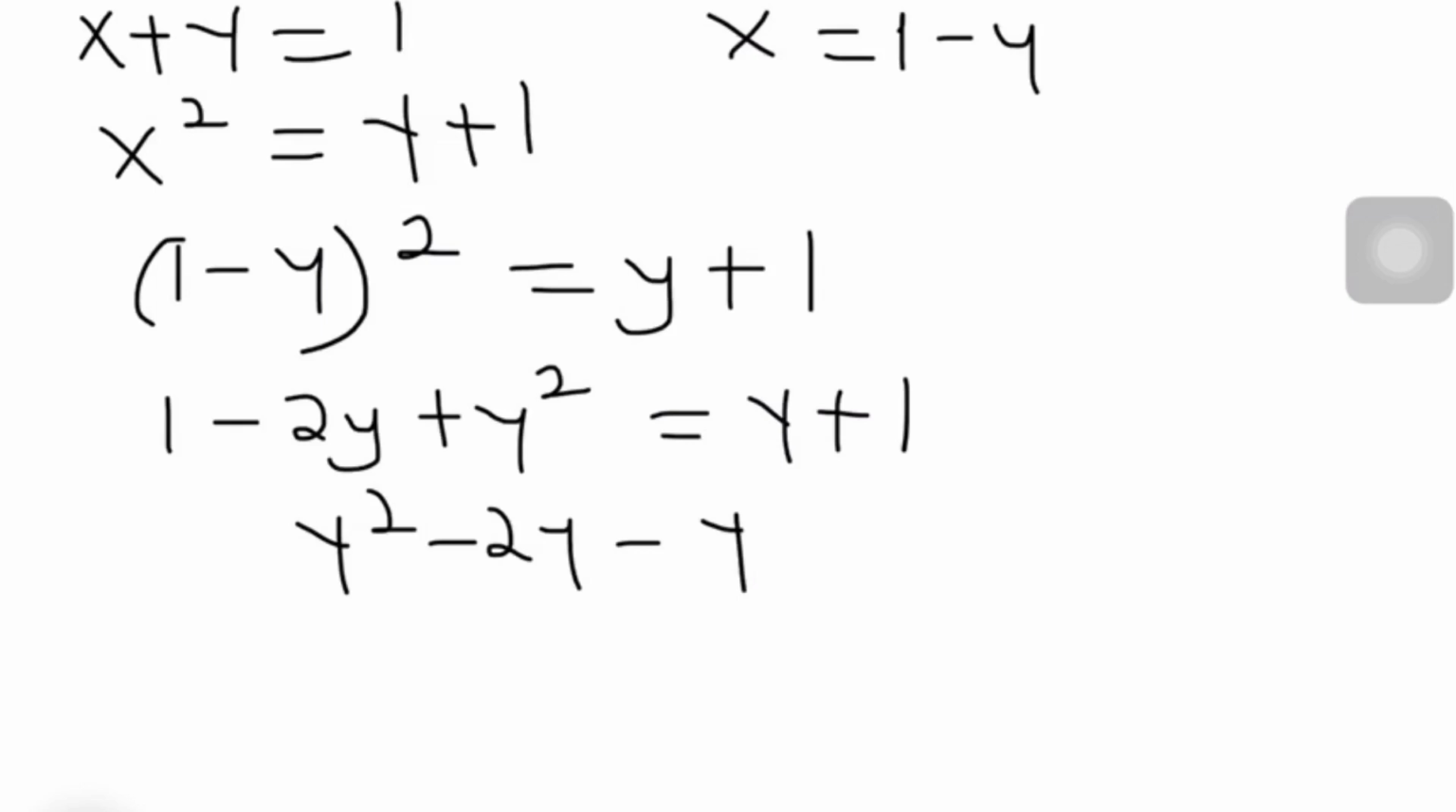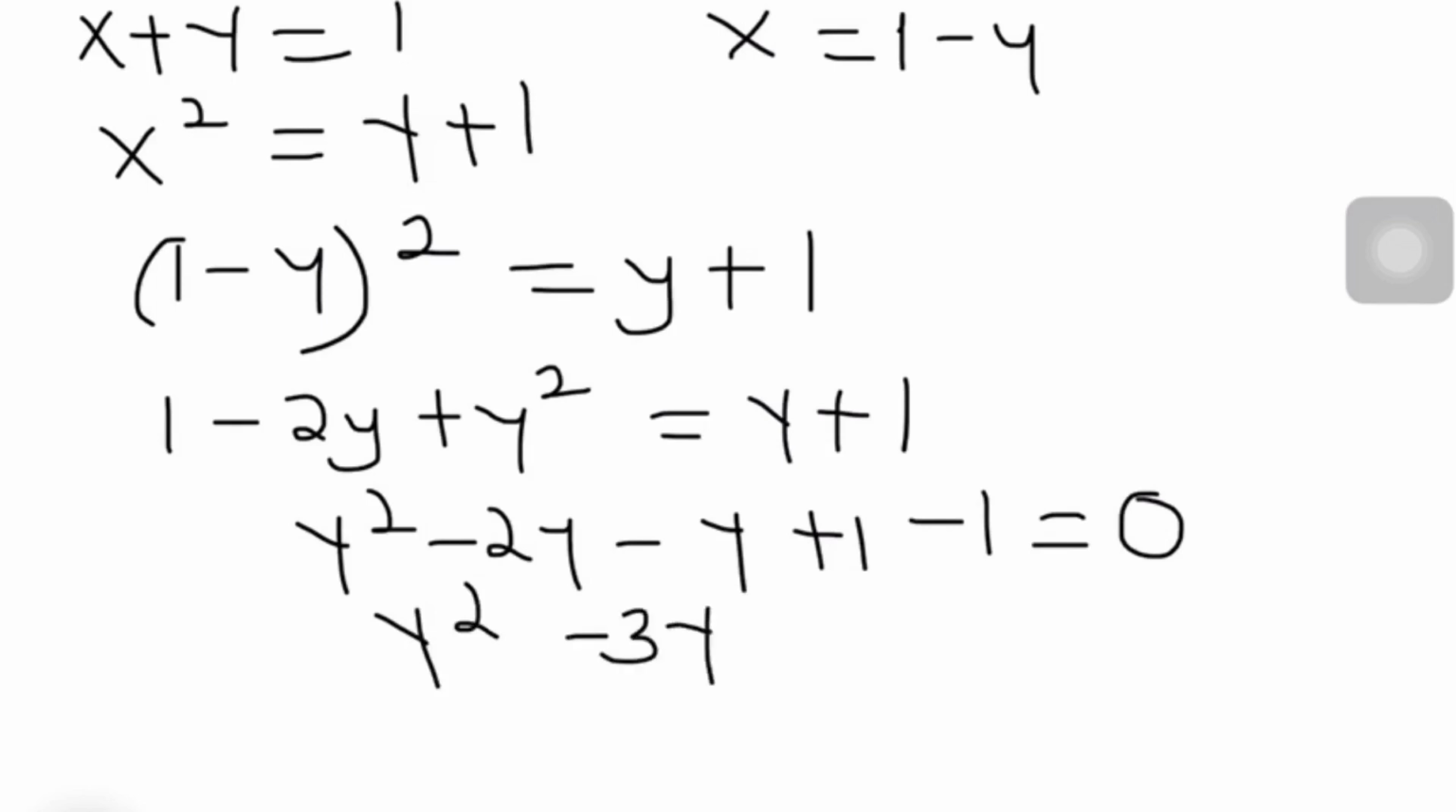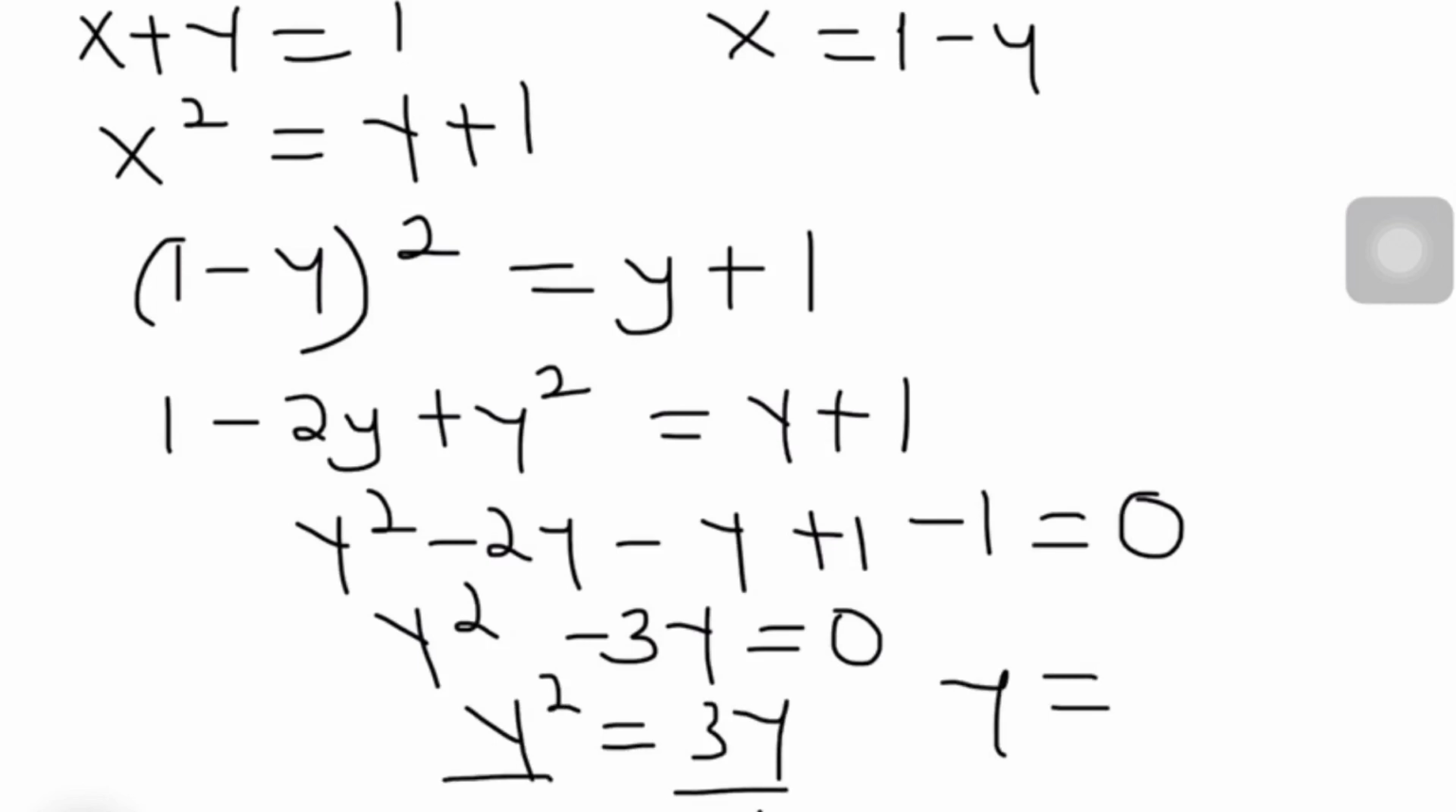So, okay, 1 minus 2y plus y squared is equal to y plus 1. We collect the like terms together. Then we have this plus 1, and then a minus 1, which is equal to 0. So we have y squared minus 3y is equal to 0. y squared is equal to 3y, and our value of y is equal to what? We can divide by y, and our value for y is equal to 3.